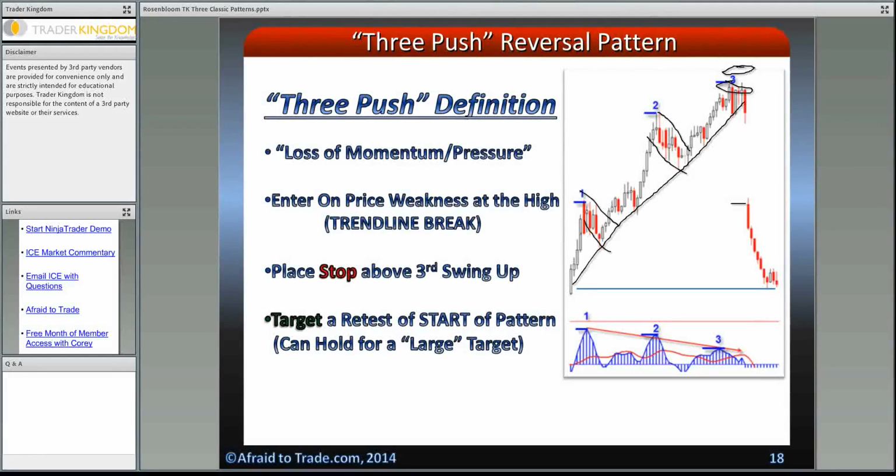Target, here's where it gets fun. You would target a retest of the start of the pattern. That's where the market began its initial first 1, 2, 3, done. And in this case, it was there. This actually took about 5 or 6 days to get there, 1 day to get to the bottom. So reversal trades can be violent even if you're correct.